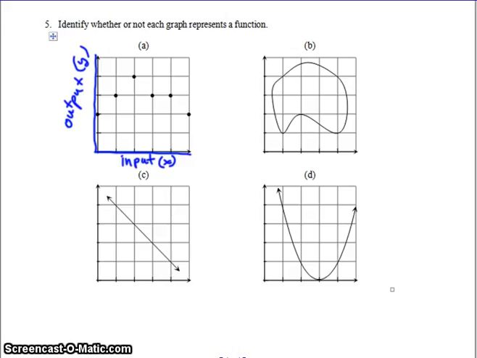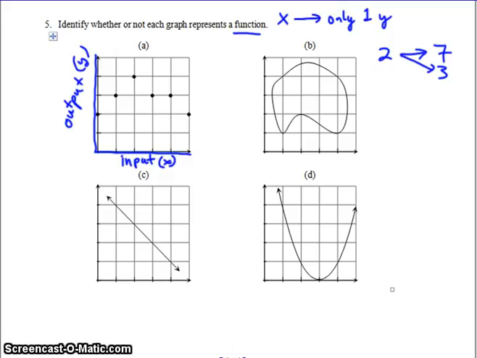What we want to do is identify whether or not each graph is a function, and there's a couple ways to do it. If you remember, a function means that for every x, there's only one y. For every x, it maps onto only one y. So we can't have 2 go to 7 and then 2 go to 3 or more than 1.